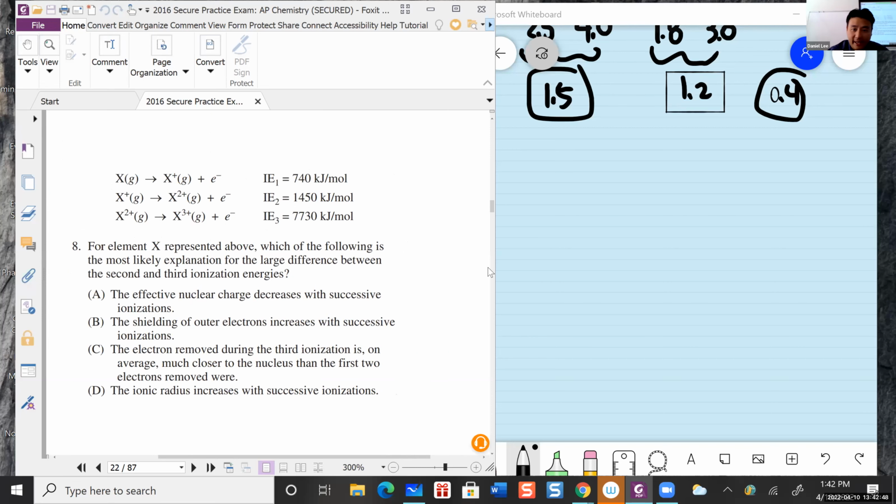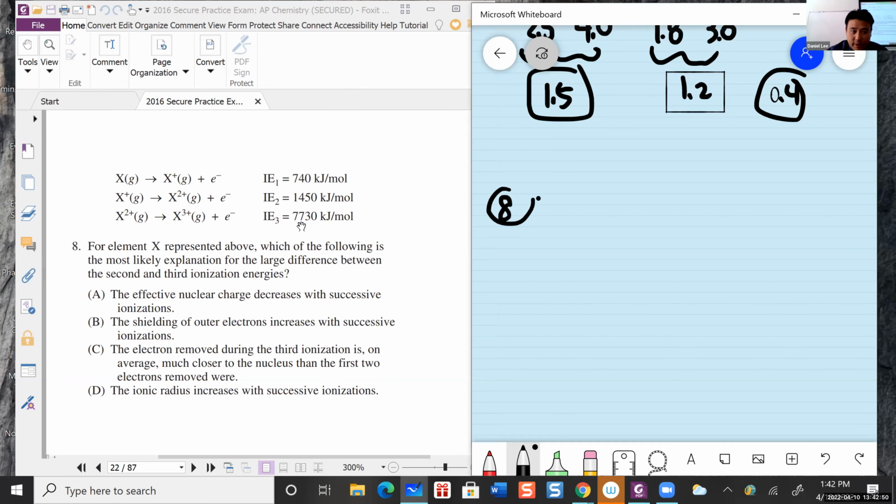Is one question, number 8. So if you look at question number 8, all these are ionization energies. You see this energy needed to remove one valence electron from an atom in the gaseous phase. So this is the first, second, and third ionization energy, yeah? For element X, which of the following is the most likely explanation for the large difference between second and third? Well, the reason is because X only has two valence electrons. X has two valence electrons. That's why there's a big jump between the second and the third ionization energy.